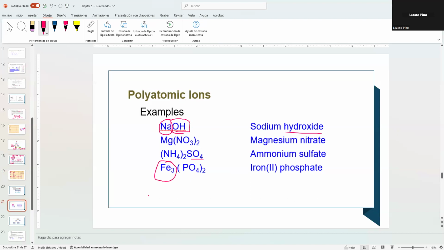Look at this. This element, iron, can be iron plus 2 or iron plus 3. How can we know the charge? Well, we can do the operation that I showed you before. You write X because you don't know the charge, or in a simple way, you can say that the subscript of the polyatomic ion is the charge of the cation. In this case, it is iron 2. Then you write iron(II) phosphate.